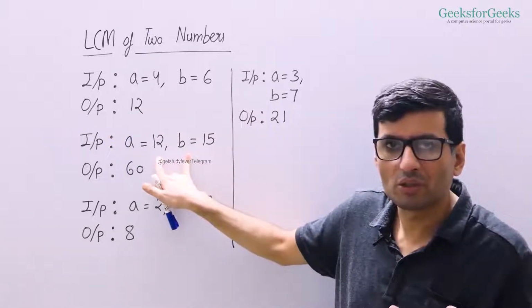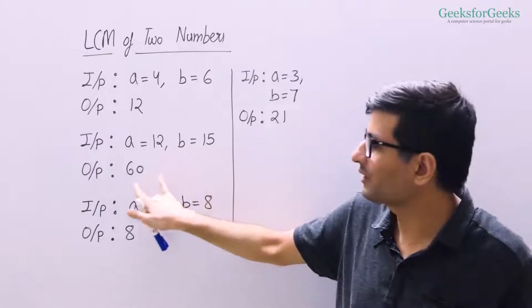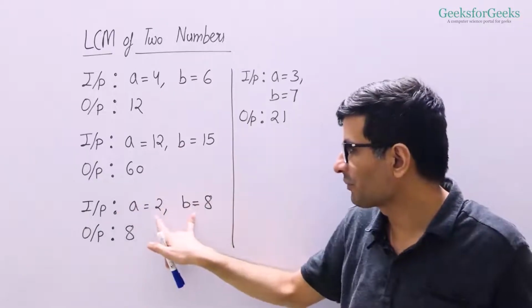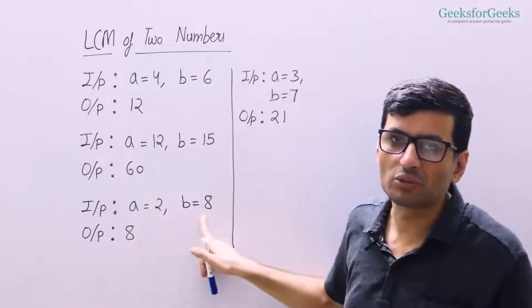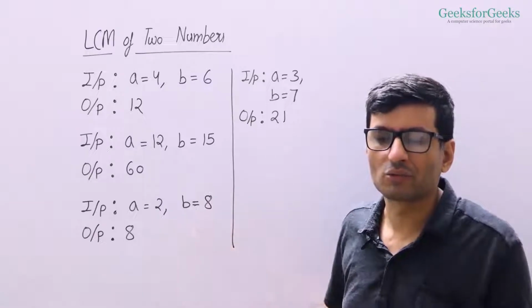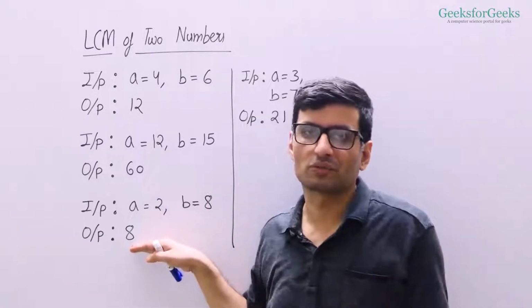Here's one more example, 12 and 15, the smallest number which is divisible by both is 60. One more example, 2 and 8. In this case, LCM is equal to the largest of two numbers. So when one number divides the other number, your LCM is largest of two numbers.